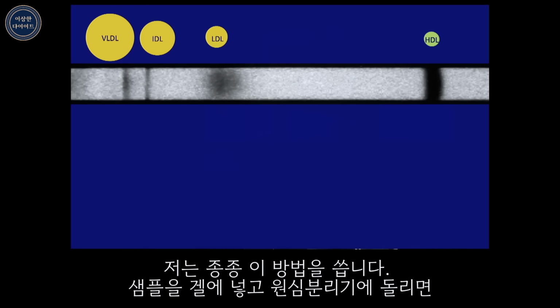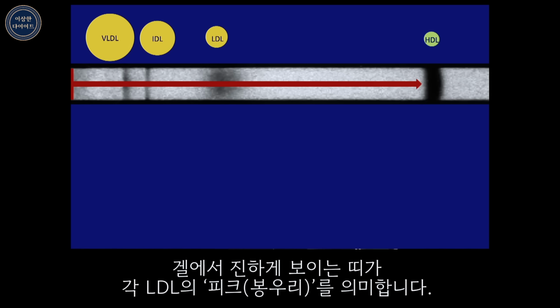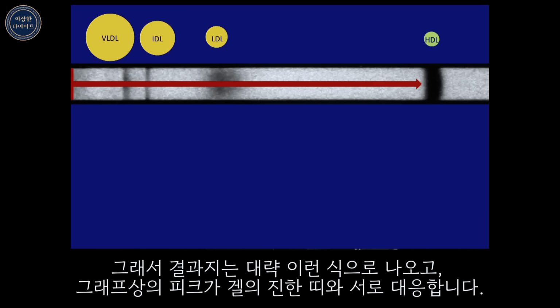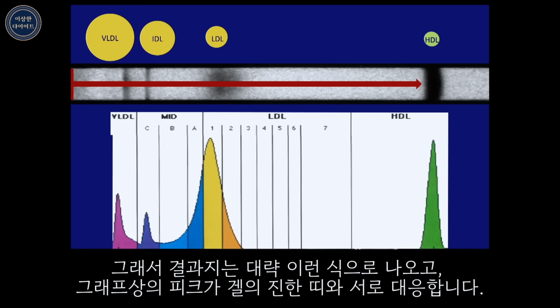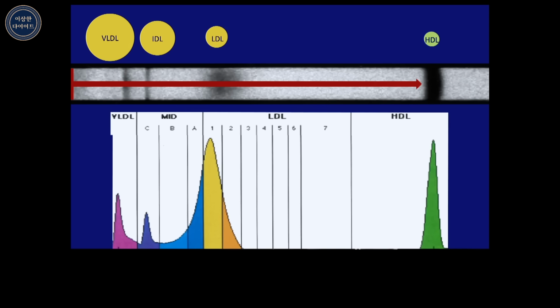So what we do, we get the sample and we place it in a gel. And then we spin the gel down, and as we spin it, the particles sink into the gel at different rates and different depths, depending on how big they are and what density they are. And you can see here, the dark spots represent peaks of the different LDL populations. And the results are presented something like this. And you can see that the peaks actually correlate with the dark spots in the gel. So we can actually measure this.